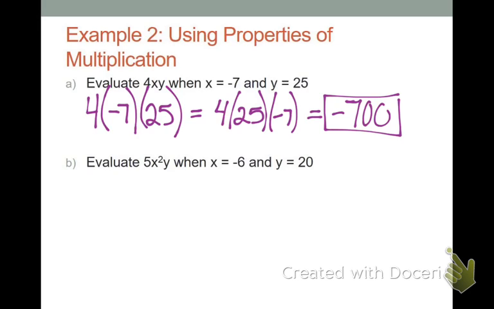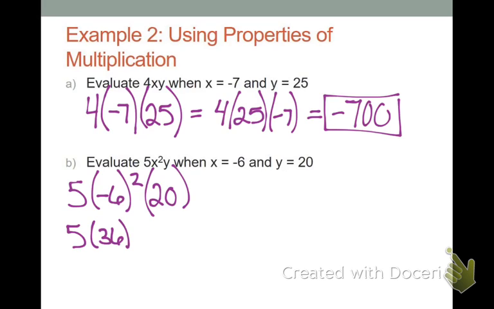Go ahead and do B. Raise your hand when you have the answer. Okay, so 5 times negative 6 squared times 20. All right, so negative 6 squared we know is negative 6 times negative 6, which gives me positive 36. Negative times a negative is a positive. You see how these concepts are kind of building? We have to know those positive and negative rules. 5 times 36 times 20.